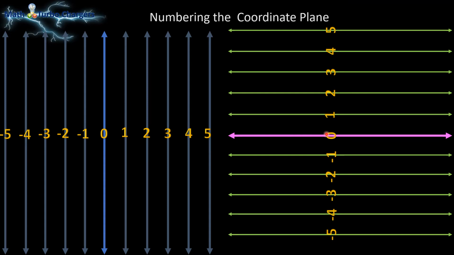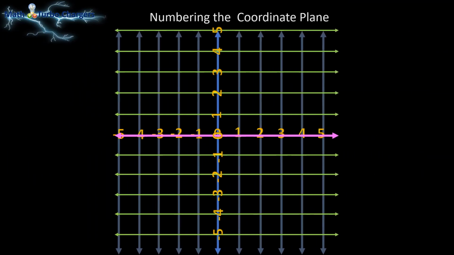Looking at your x-axis, find your center and number it 0. Number every horizontal line going up. Remember, up is positive. Return to your 0. Number every horizontal line going down. Remember, down is negative. Now, we have a numbered coordinate plane.